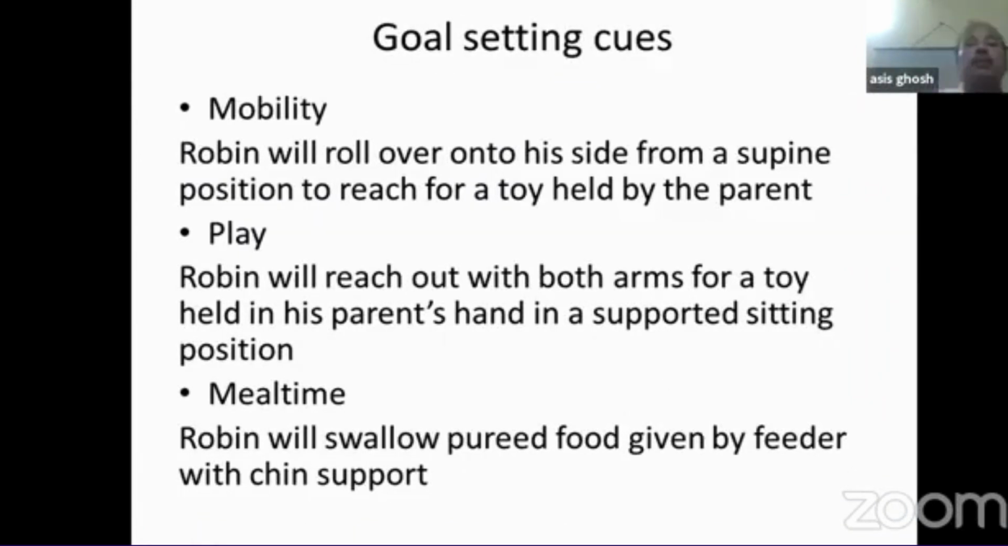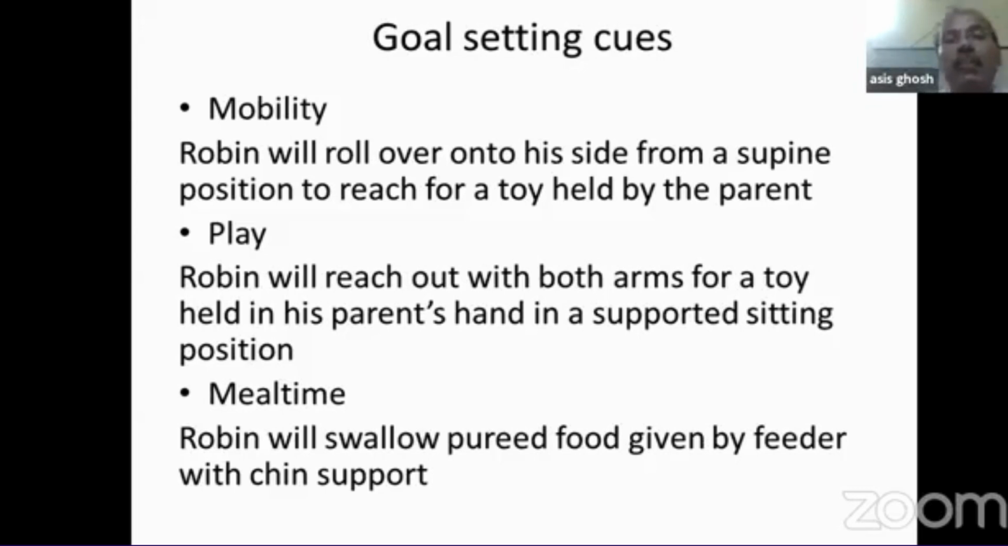So I have kept some goal setting cues. Under mobility, you can write, and these are some examples, like Robin will roll over onto his side from a supine position to reach for a toy held by the parent. You see here the participation comes in. Father is saying, come on, get this toy, hold this toy. So it's a kind of constant interaction, and the child is learning to roll over.